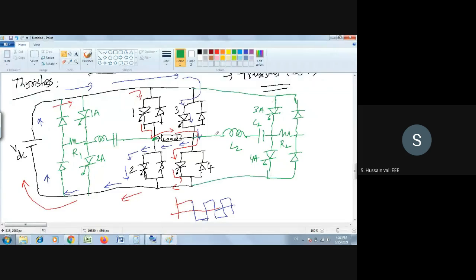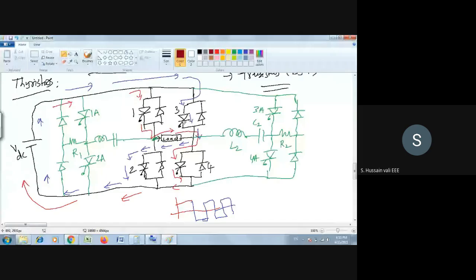Okay, so see this. Commutation circuit, let me start. Assume that 1 and 4 are conducting. You want to turn off 1 and 4, so that you can turn on 3. So to turn on 3, first you have to turn off 1 and 4. Now first I will take 1. To turn off 1, I will turn on 1A.